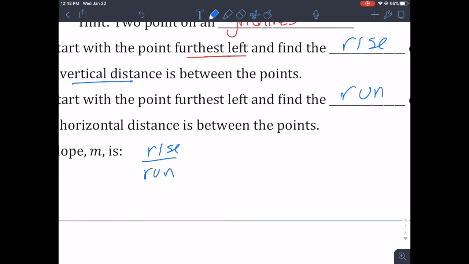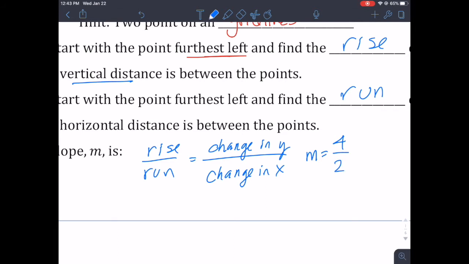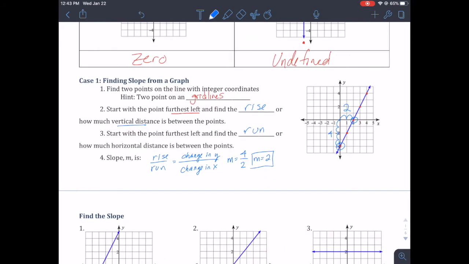This is where we get that the slope is the rise over the run. Another way we might describe that is the change in y, which is the vertical change, over the change in x. So in this instance, m is 4, the change in y or the rise, over the run, 2. So we would say that the slope is 2. And yes, we should simplify all the time. So this has a slope of 2.